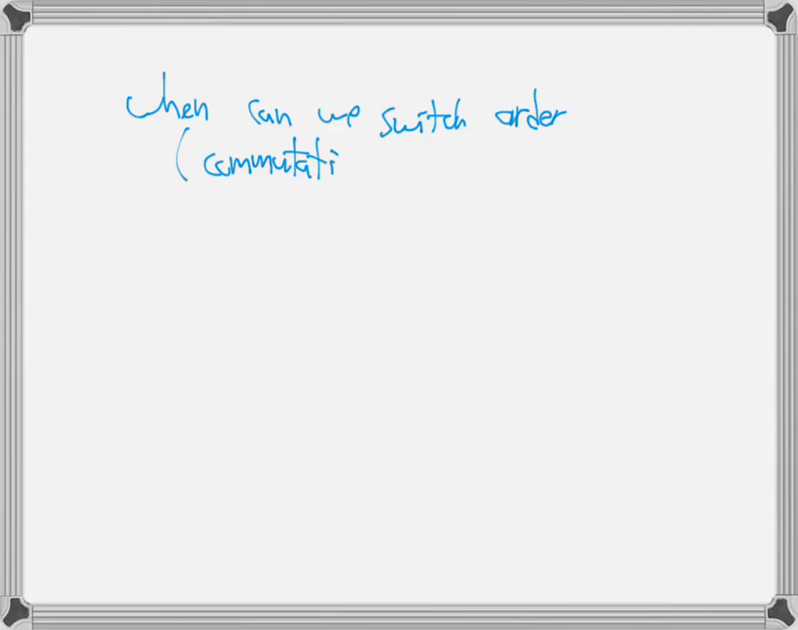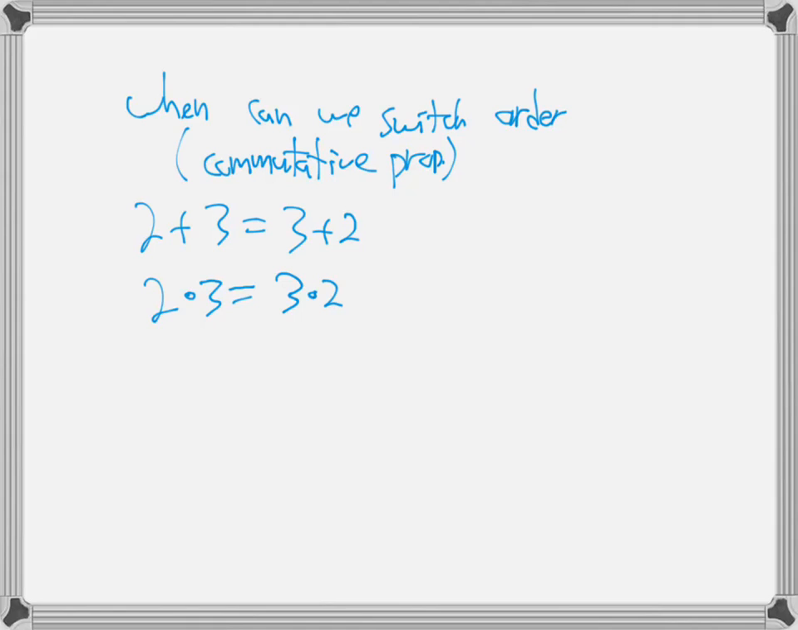But yeah, so when can we switch the order? That's called the commutative property. Yeah, for adding, like 2 plus 3 is the same as 3 plus 2, and multiplying, 2 times 3 is the same as 3 times 2. So for adding or multiplying, we call those commutative operations, whereas subtracting, dividing, not so, huh?